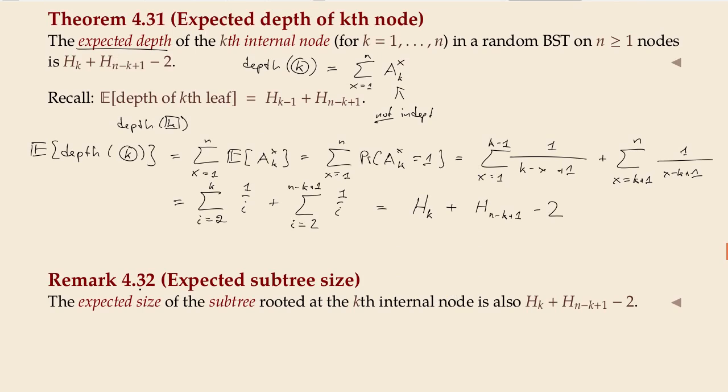This remark contains a little curiosity. If you sum the same thing but flip the two arguments here, then you sum over all x that are below k. So that's just the size of the subtree of k. Maybe plus 1 because we didn't count k itself.